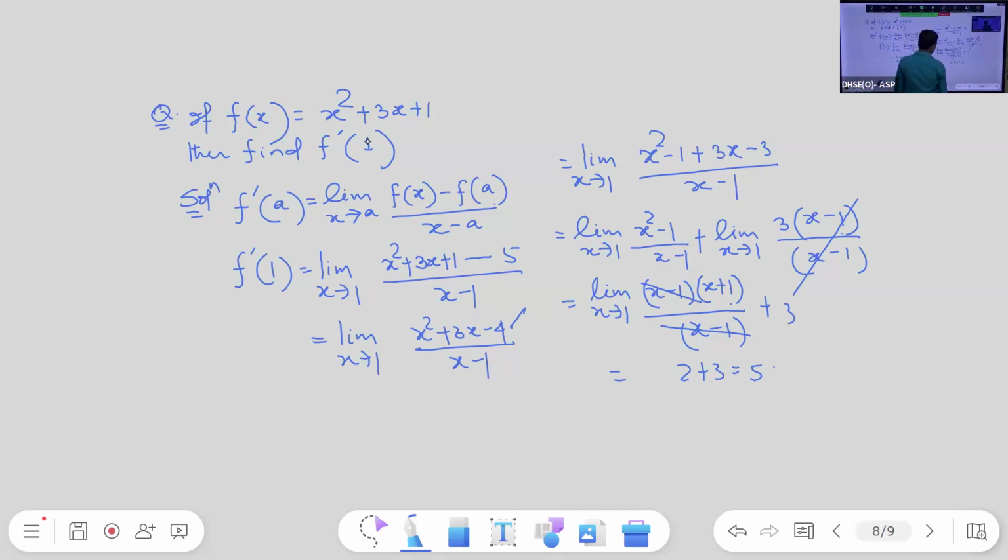Next question. If f of x is equal to x plus e raised to the power x, find f dash 0.